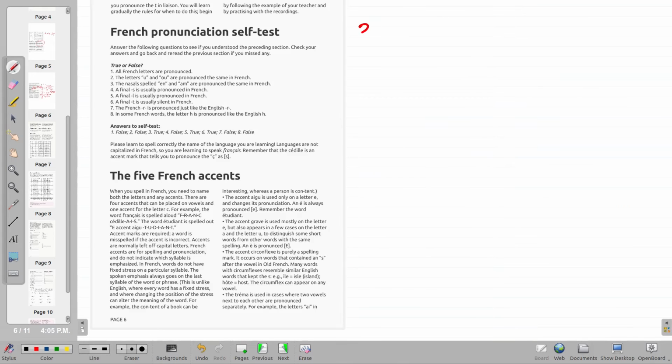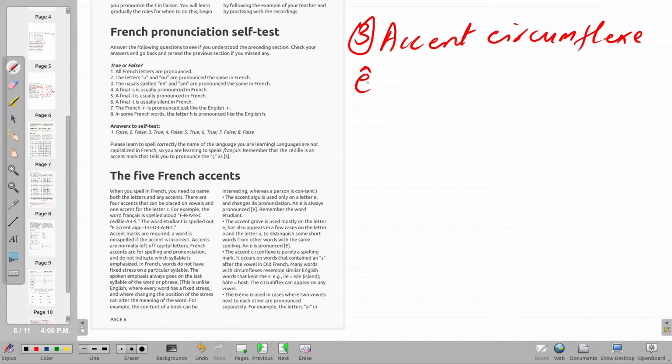The next one is accent circonflexe. Accent circonflexe can go on an E. You will see some E that's like this, or it can be on an A. It can also be on I. I think you will find it on U sometimes. But mostly you will find it on E and A.